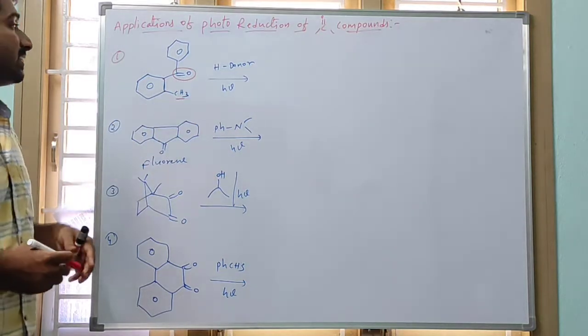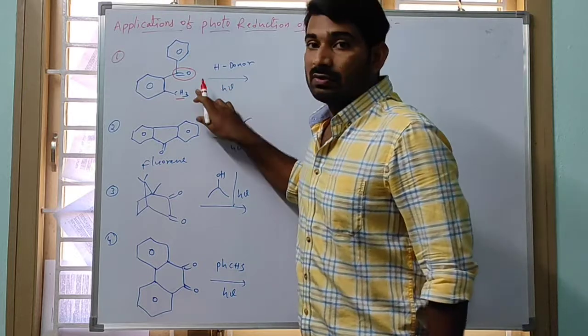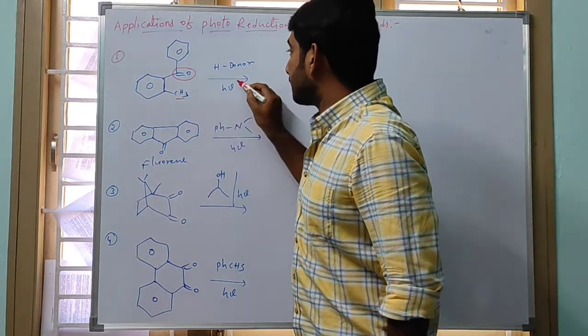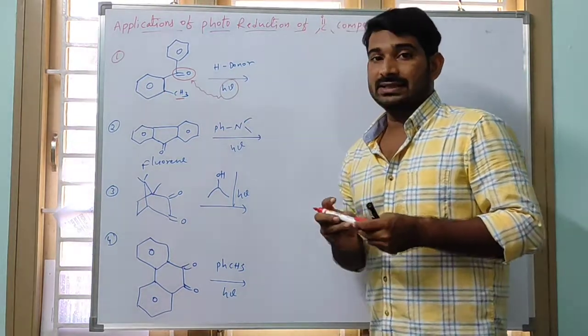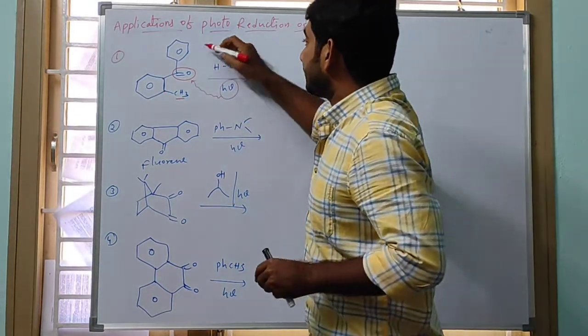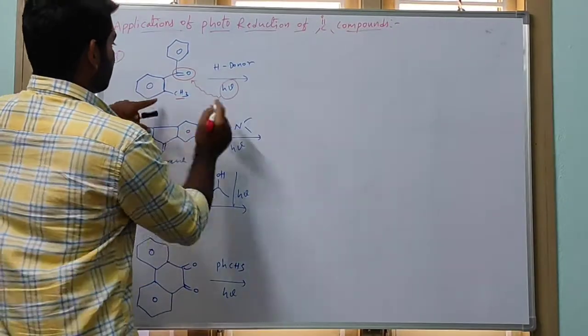What does photoenolization mean? First, the molecule is in the ground state. The molecule is irradiated with sunlight and goes to the excited state. At the excited state, it reacts with a hydrogen donor. And what is the product we will get? See here.